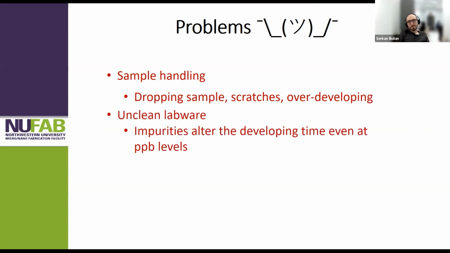All those things cause overdeveloping, and your features become wider than they need to be. I already talked about unclean labware, especially if you have potassium hydroxide residue in the dish and you use an MIF developer. That residue, even at ppb levels, can change the developing time drastically. So again, you may have inconsistent results.